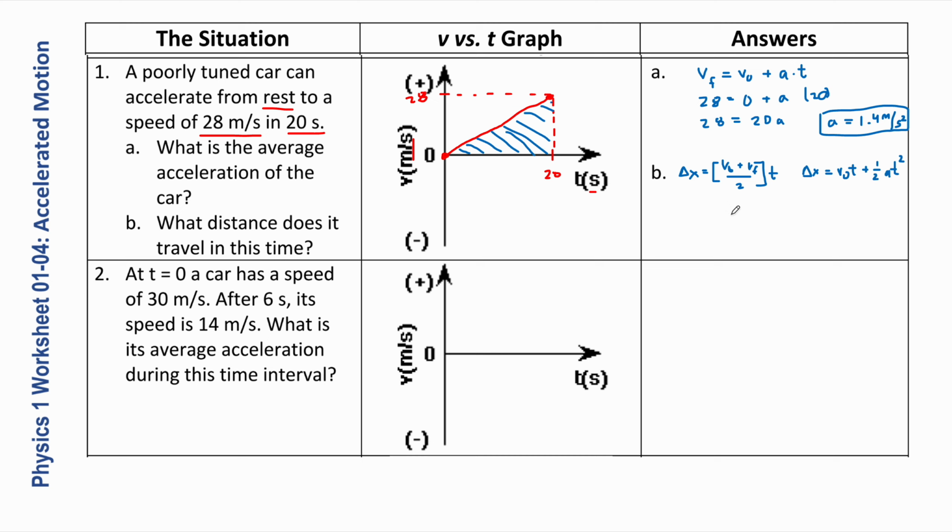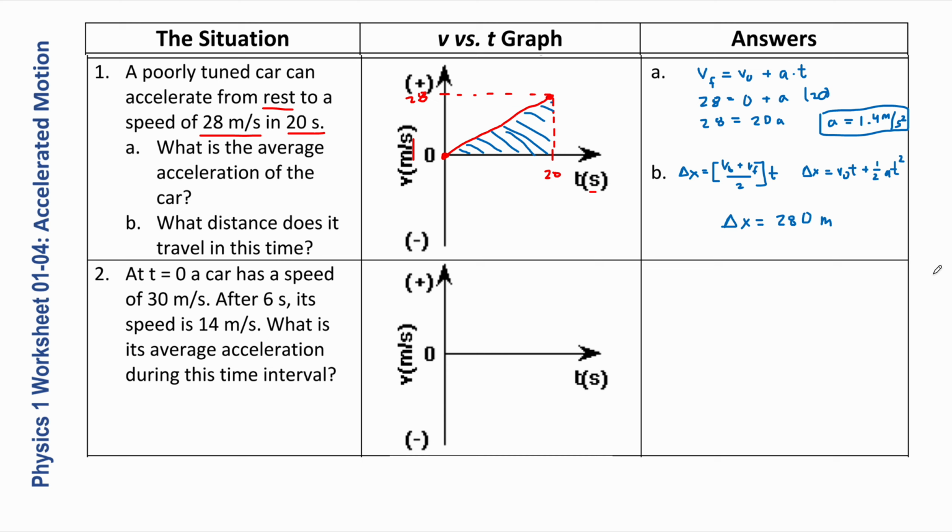Any of these, if you plug in and solve the numbers, you should discover, and I'm going to do 1/2 base times height, 1/2 times base, 10 times 28. Delta x is simply 280 meters. In other words, this object, our car, is going to travel this far in that amount of time. That's not a very far distance actually, going at the speed we're going.